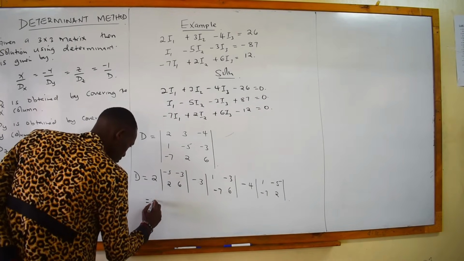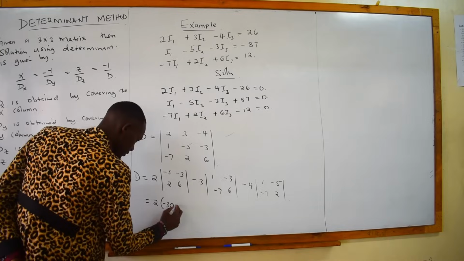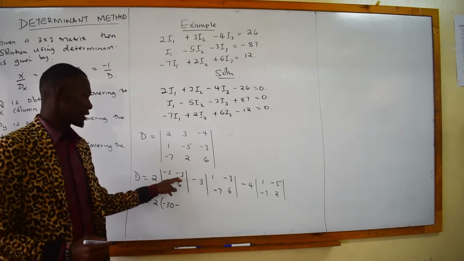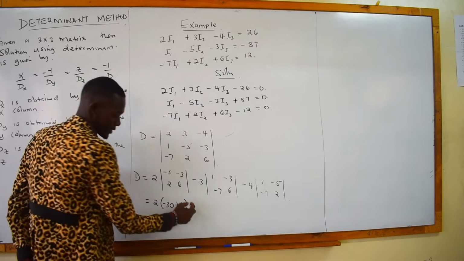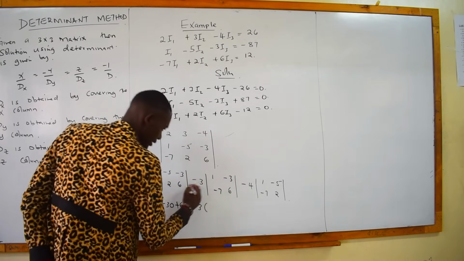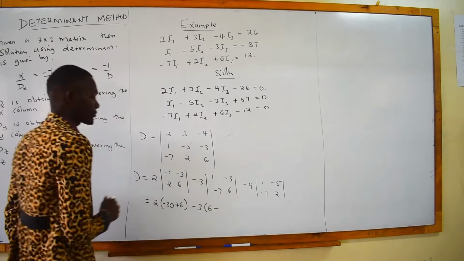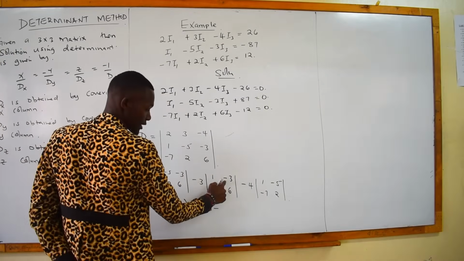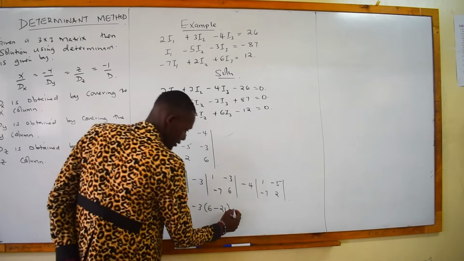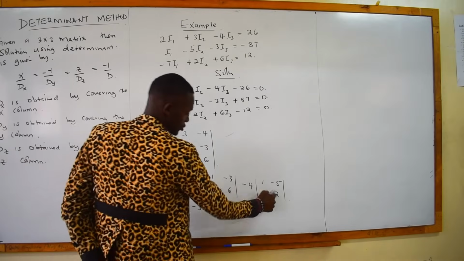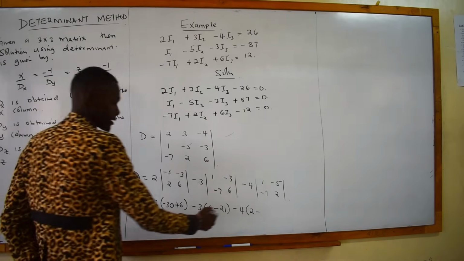Therefore, we have 2, then 6 times negative 5 gives you negative 30, then minus 2 times negative 3, which is negative 6, but you have a negative here, so you shall have positive 6. Then you have negative 3 into brackets: 6 times 1 gives you 6, then minus negative 7 times negative 3, which becomes positive 21. Then negative 4 into brackets: 2 times 1 gives you 2, then subtract negative 7 times negative 5, which gives you 35.